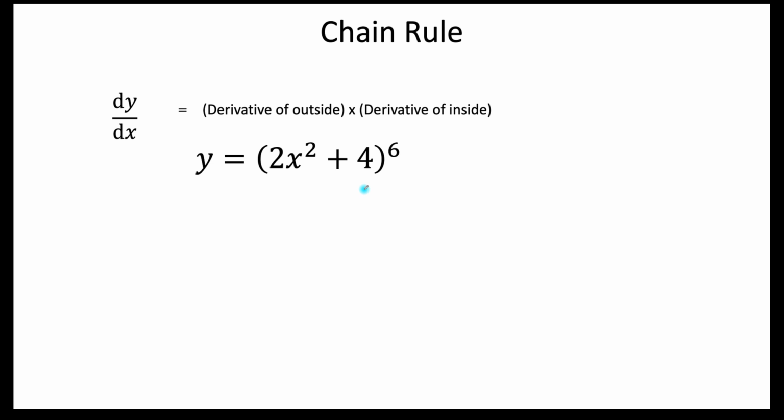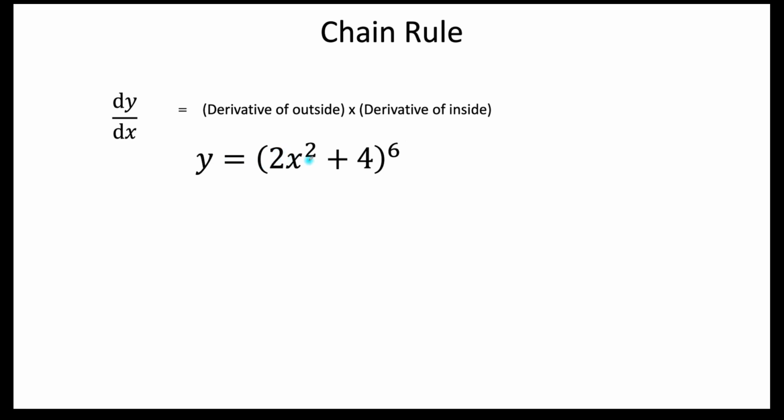Today we'll be looking at how to use the chain rule to differentiate a function. I've written a brief description here of what the chain rule is. We've got dy by dx is equal to the derivative of the outside times the derivative of the inside. In other words, let's look at this one as an example.